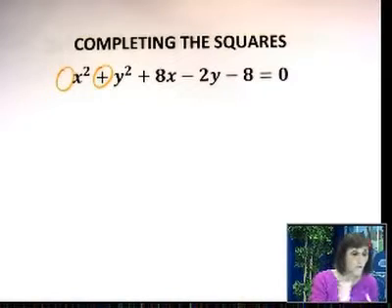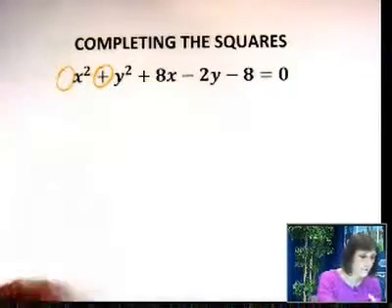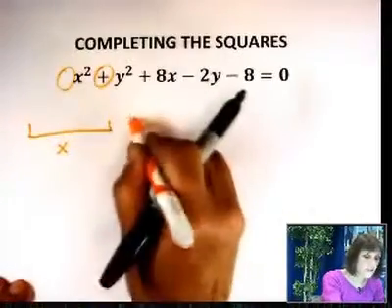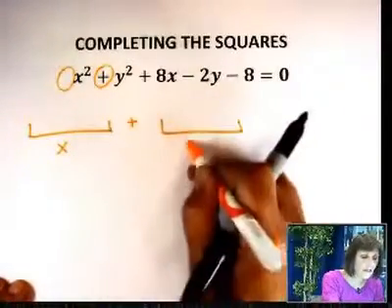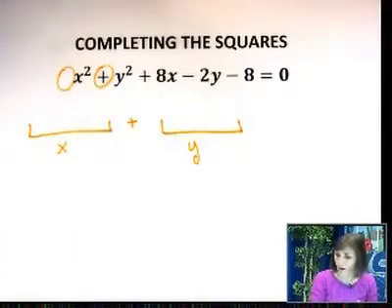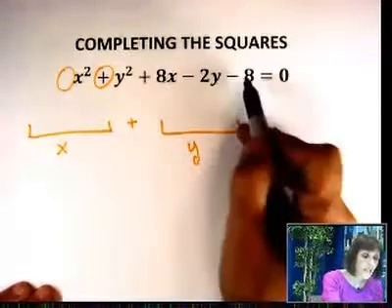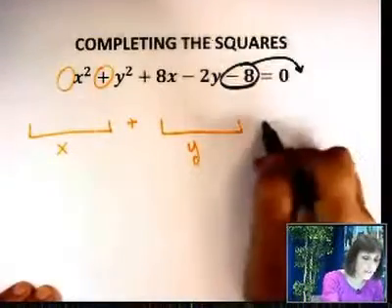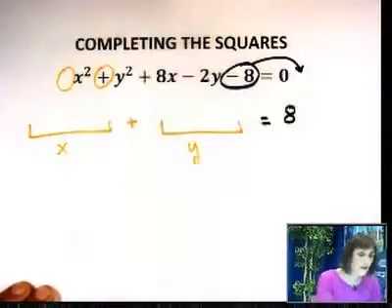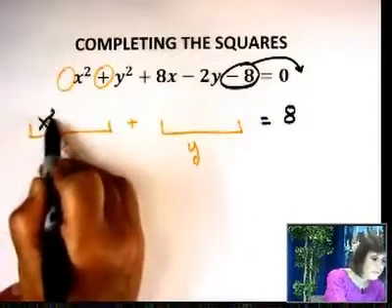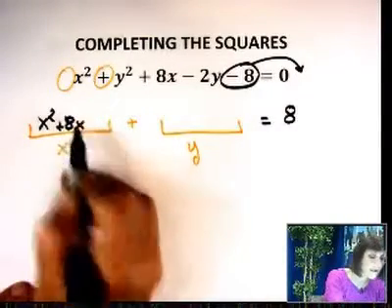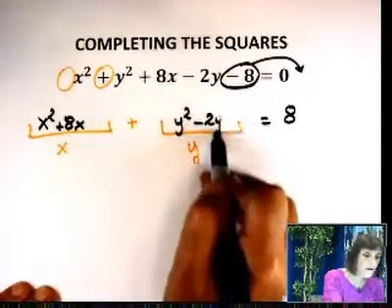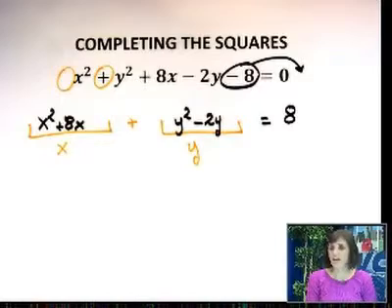Now we are going to do completing the squares with the x's. So put the x's on one side, and then plus, you have the y's. And then what you need to do, just move that loner guy by himself to the other side. So let's rewrite. You have x squared plus 8x, you have y squared minus 2y, and you have an 8.